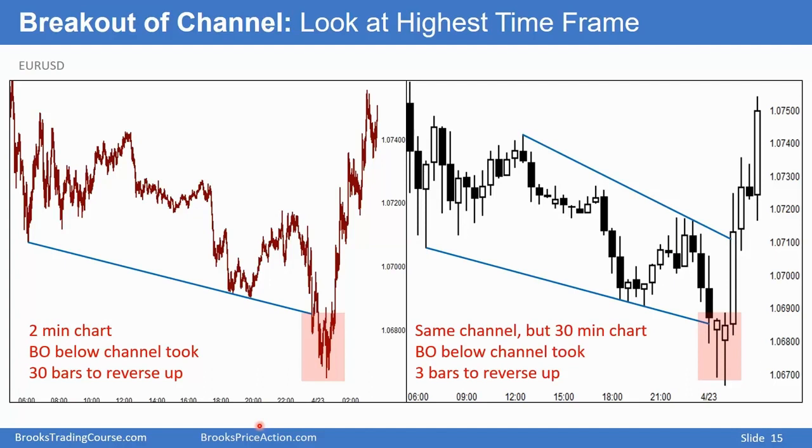However, I'm always interested in the highest time frame chart that shows the pattern. And if you look at this, this is exactly this chart. This is a 2-minute chart. This is a 30-minute chart, and it shows the same breakout, and the reversal up occurred within 3 bars, 1, 2, 3. So bear breakout, and the bear breakout failed within 5 bars. In this case, it failed within 3 bars. Always look at the highest time frame chart that shows the pattern.